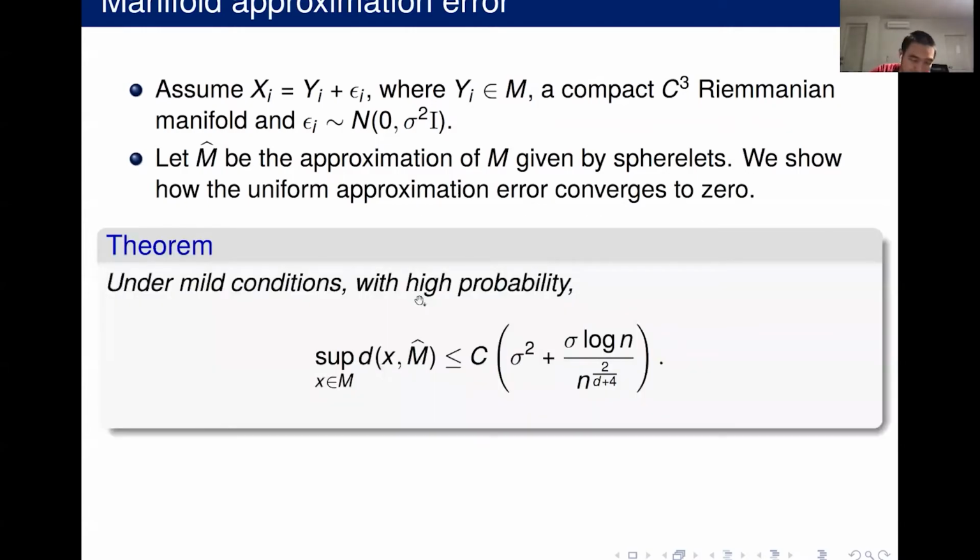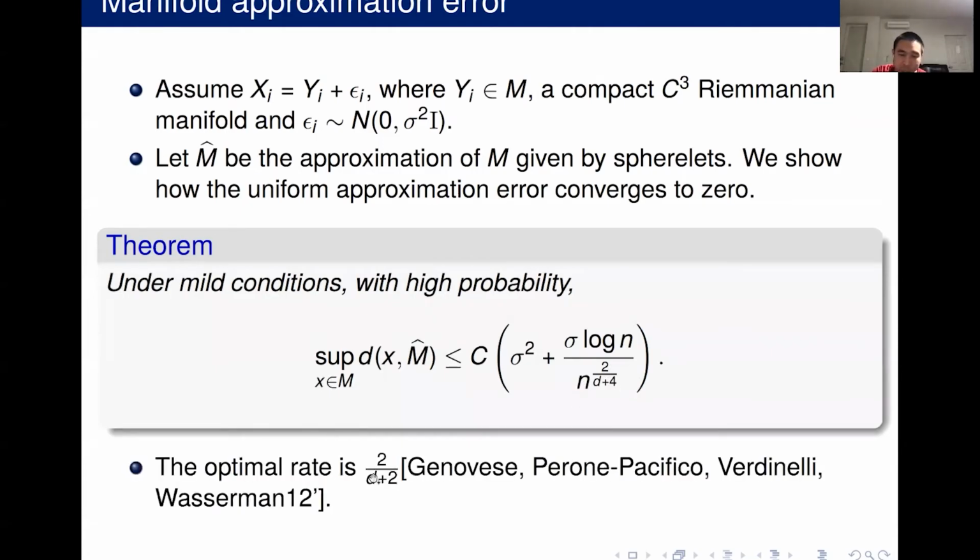Under mild conditions with high probability, we can show that the sup of the distance between a point x on the true manifold and the estimated manifold is bounded by this quantity. Note that this error is the uniform error, or the sup error. It doesn't depend on the point x on the manifold. Here the rate is 2 over d plus 4. I want to remind you that the optimal rate here is 2 over d plus 2. So our rate is almost optimal.